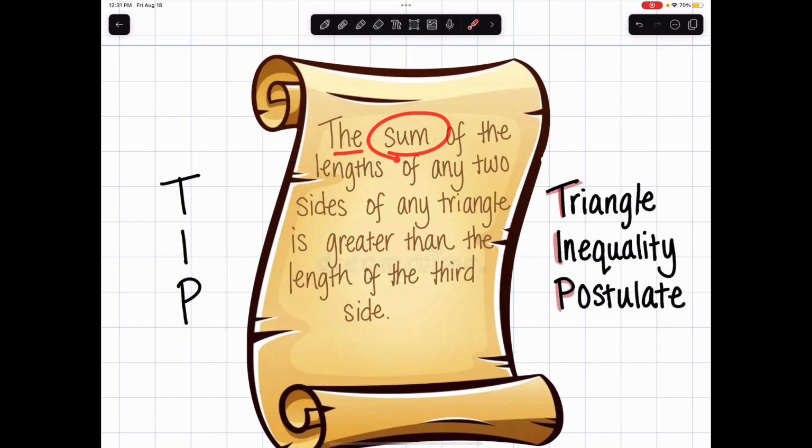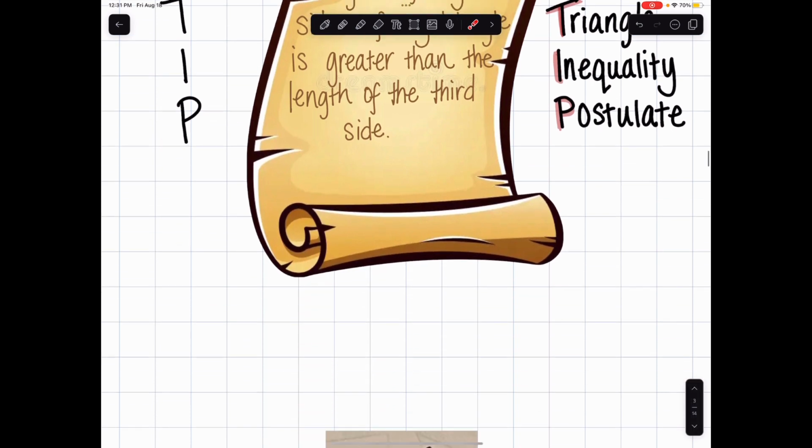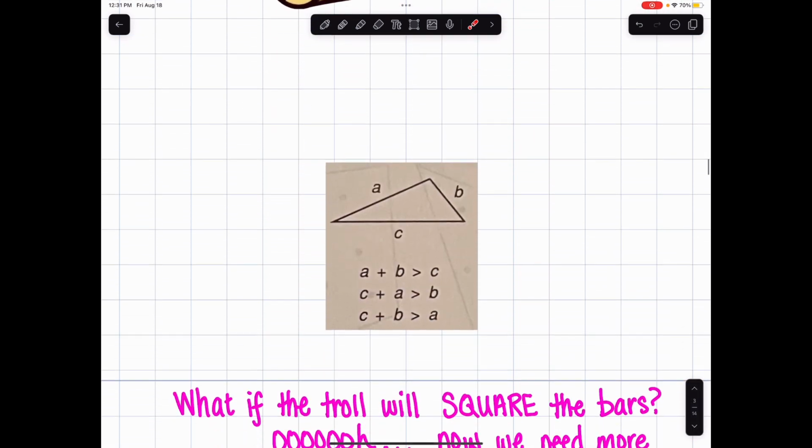The sum of the lengths of any 2 sides, you can pick any sides that you want, of any triangle is always going to be greater than the length of the third side. Isn't that interesting? That's called the triangle inequality postulate. So that might get you some gold or get you to cross the bridge. But that's how it works. 2 sides are always going to be longer than 1 side if it makes a triangle. Okay? Easy peasy.